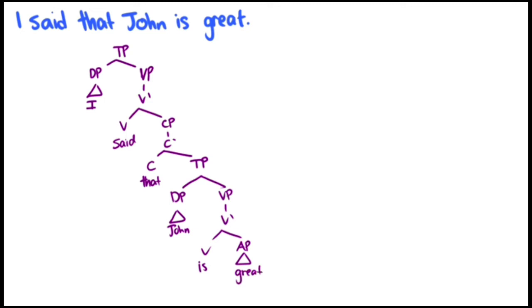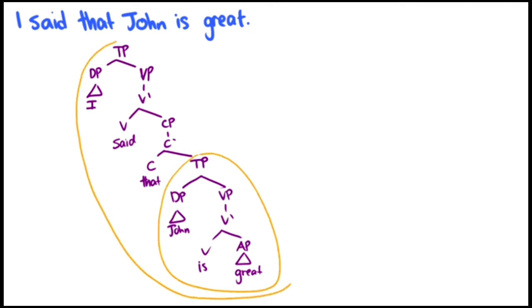I said that John is great. So we have a TP, John is great, within a CP. In "I said that John is great," we also have the verb said, which takes a CP complement, which is this whole thing, that John is great.